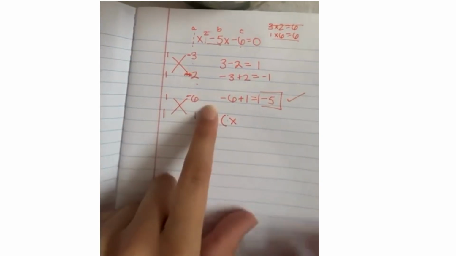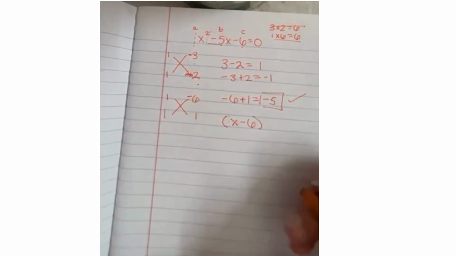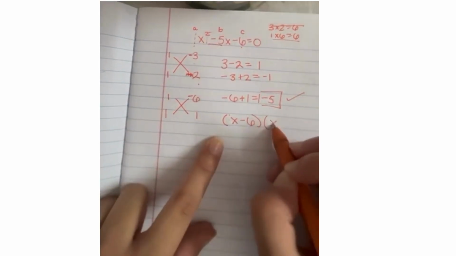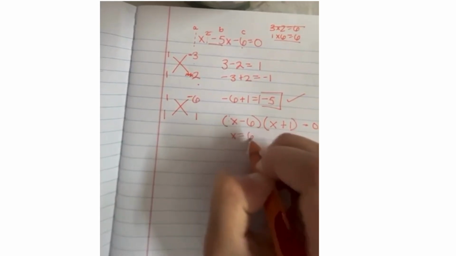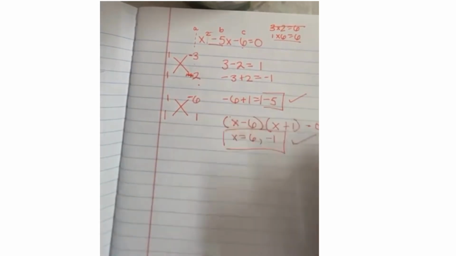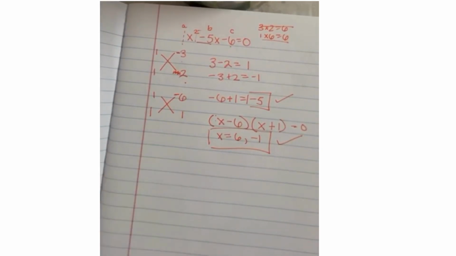Okay, now we need to factor, and we can use this to help us factor. First, we're going to do parentheses. This is the x side, so we can automatically add x, and there's already an imaginary 1. x minus 6, you have to include the negative sign, x plus 1 equals 0.